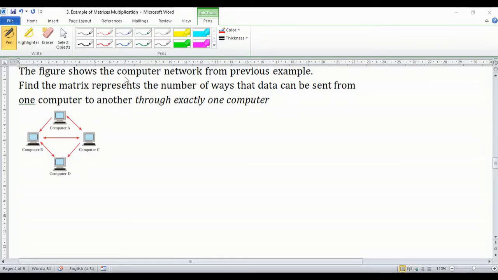The figure shows the computer network from the previous example. Find the matrix representing the number of ways the data can be sent from one computer to another through exactly one computer. From here we can see the figure. Using the same figure as in the previous example, we need to multiply the matrix by itself, because they want to go from one computer to another through exactly one computer. So we can write like this.